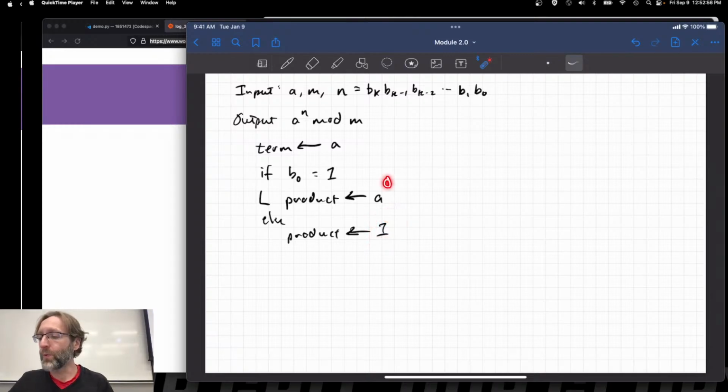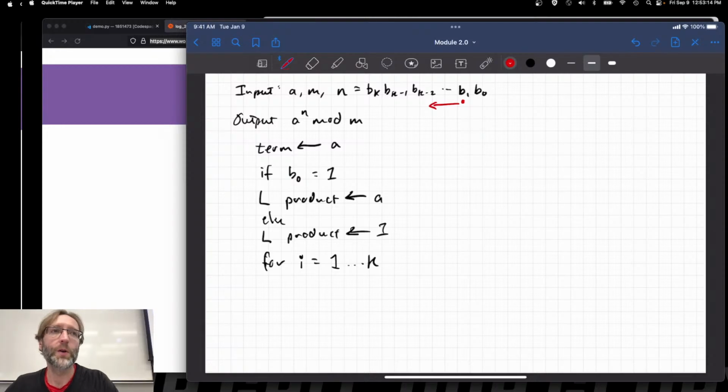Otherwise, its exponent is 1, and we want to make sure that we're counting it. And now what we do is we start squaring. We repeatedly square things, for i running from 1 up to k. Now remember, that starts here and works its way this way, the lowest order bits first. So if you convert it to a binary string, you need to work backwards, or you need to flip it and then work forwards.